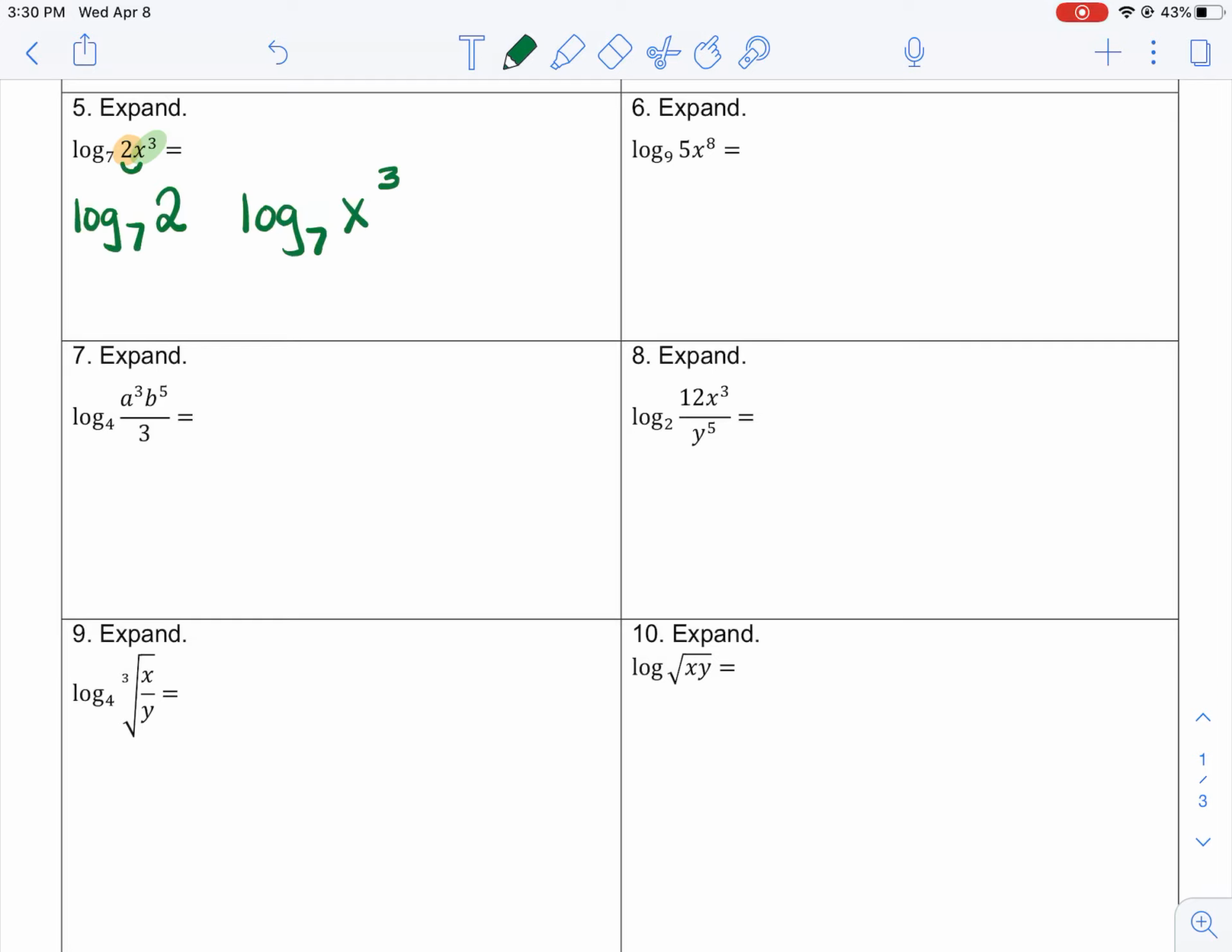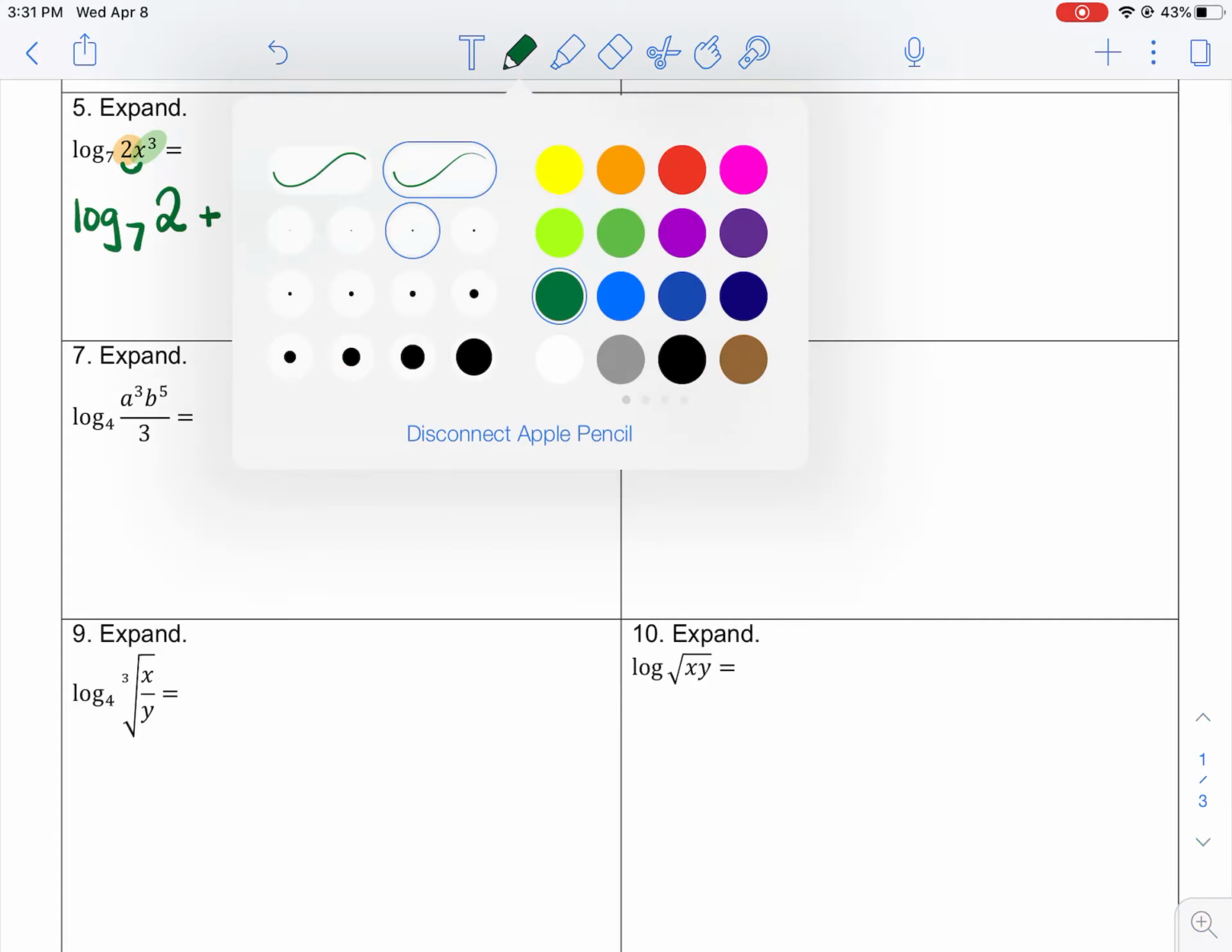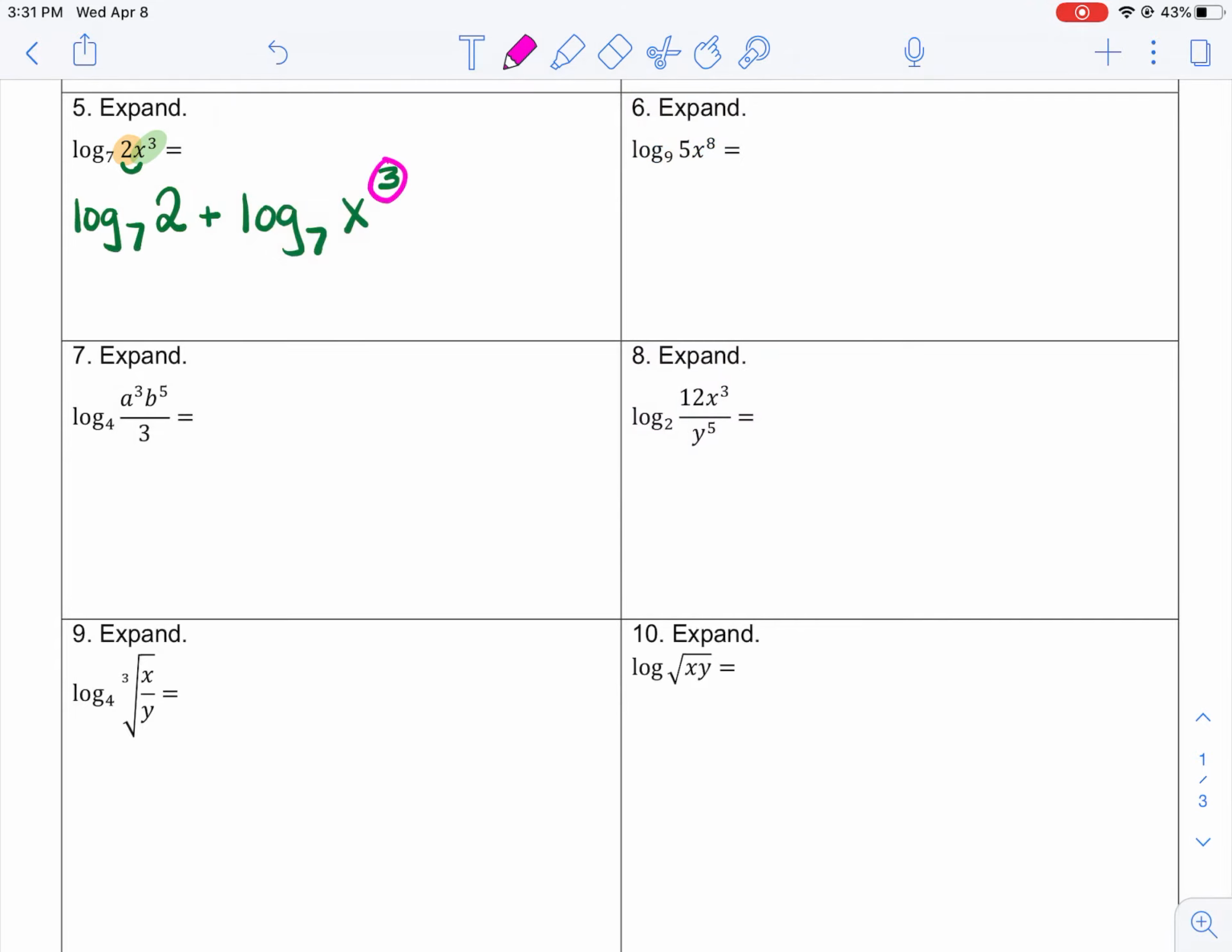Now, when you pull apart these terms that are multiplication, multiplication turns into addition, so you're going to put a plus sign. If your argument has division, then you turn it into subtraction. The last step here is to take any exponents and put them out in front of the term. And so for this problem, we get log base 7 of 2 plus 3 times log base 7 of x.